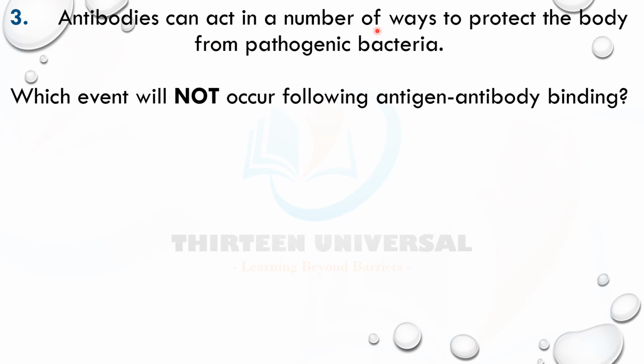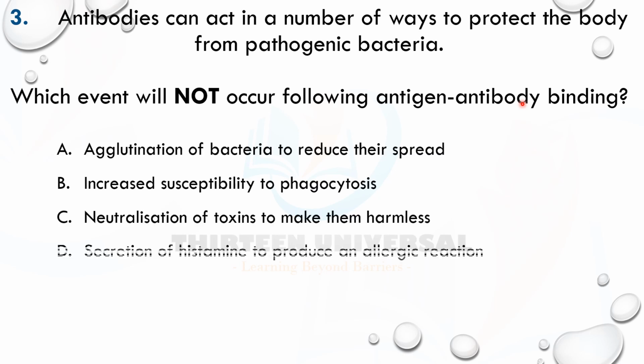Okay, let's go to the next question, number 3. Antibodies can act in a number of ways to protect the body from pathogenic bacteria. Which event will not occur following antigen-antibody binding? Pause the video and process this answer. Tell us, and I will send you chocolate. A says agglutination of bacteria to reduce their spread. Yes, when antibody binds to the antigen on the bacteria, it causes agglutination, a clumping of bacteria that prevents them from spreading. So this is correct. We're looking at the one that will not occur.